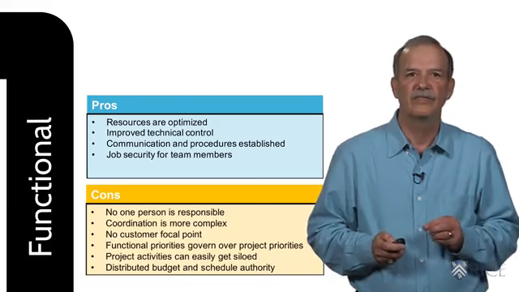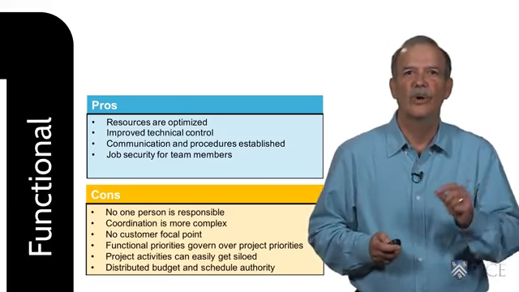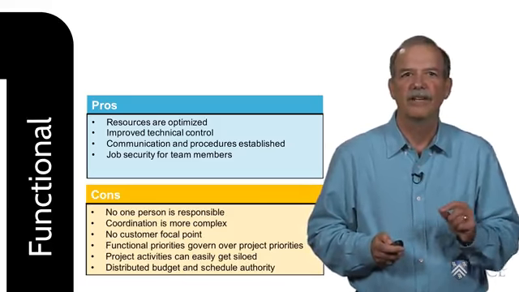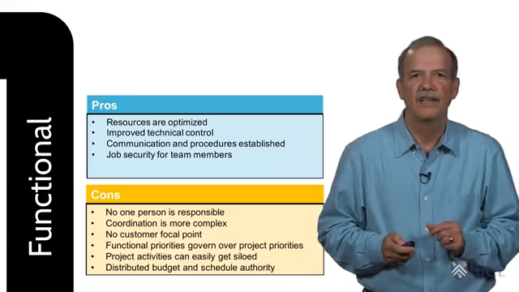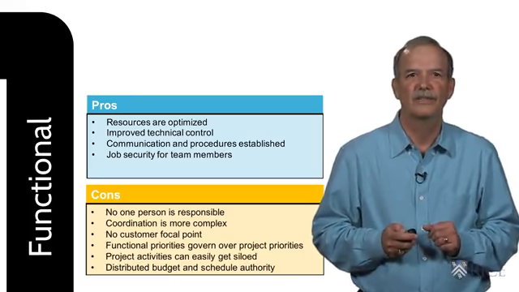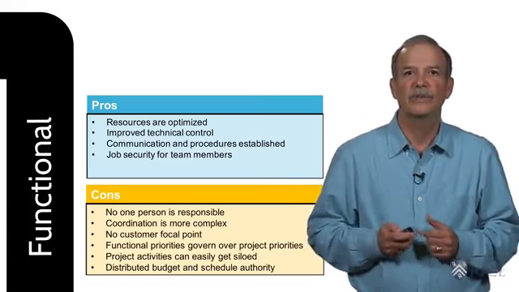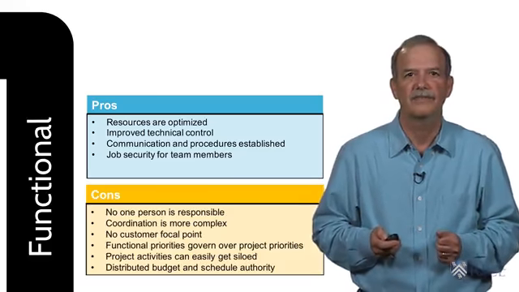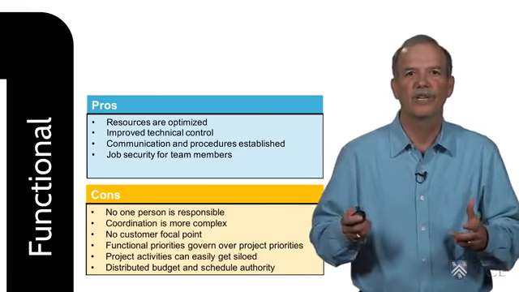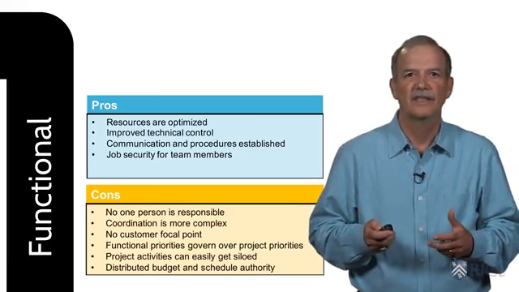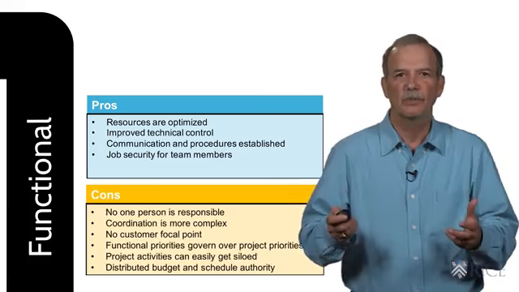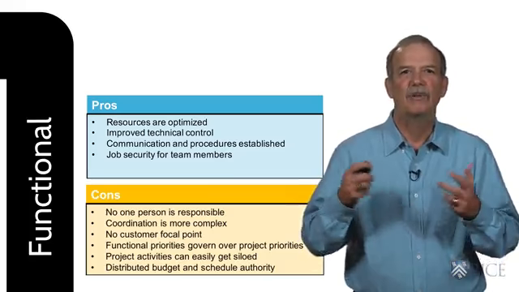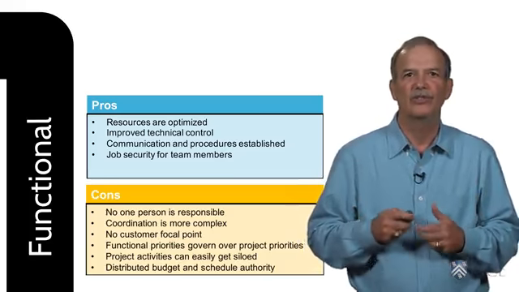However, the disadvantage of this organization is there's no one person in charge of the project. The functional managers run the project as a committee, and they share budget and schedule authority. In fact, each functional manager may create a separate budget and schedule for his department and his staff. This makes project coordination much more complex. Also, from a customer perspective or a sponsoring organization perspective, they must deal with all the functional managers. There's no focal point.